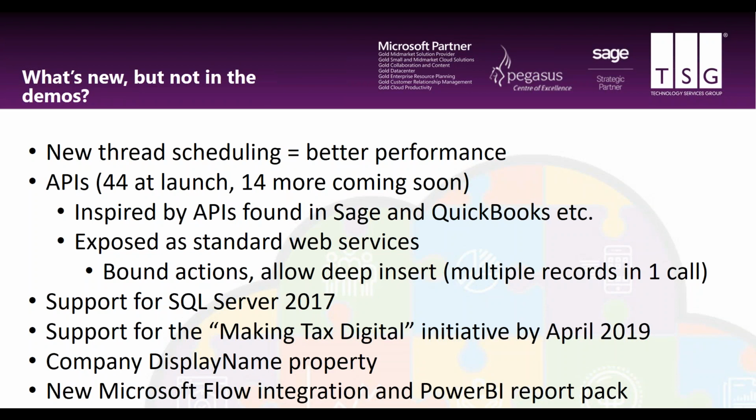The product now has a set of APIs. There's 44 at launch, with 14 more coming soon. And these have really been inspired by the competition, if you like, because products like Sage and QuickBooks, etc., have APIs. And what's that really good for? It just allows integration in a lot more standard way for other products that you might be running. NAV is exposing its business logic in a standard way called APIs.